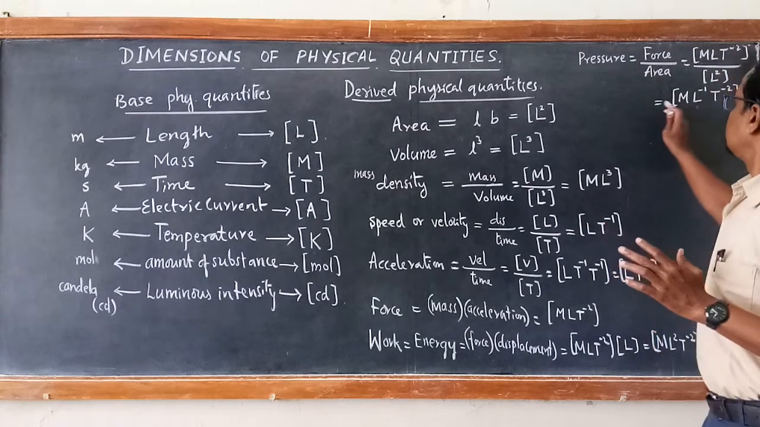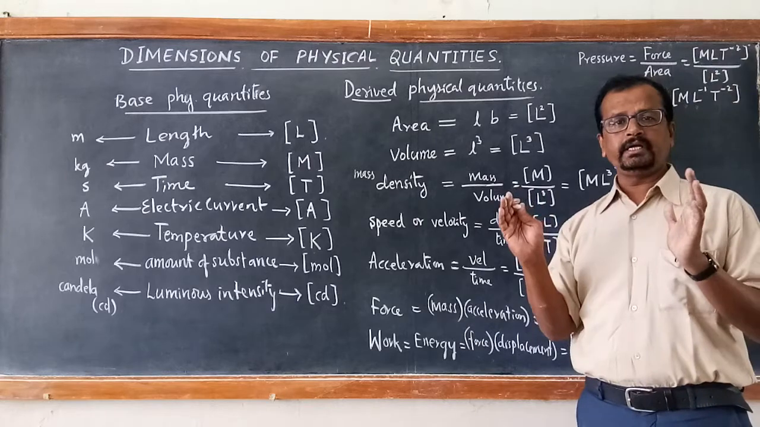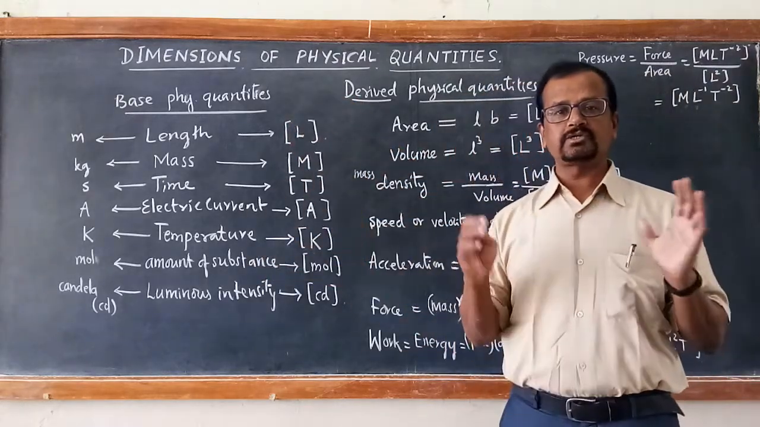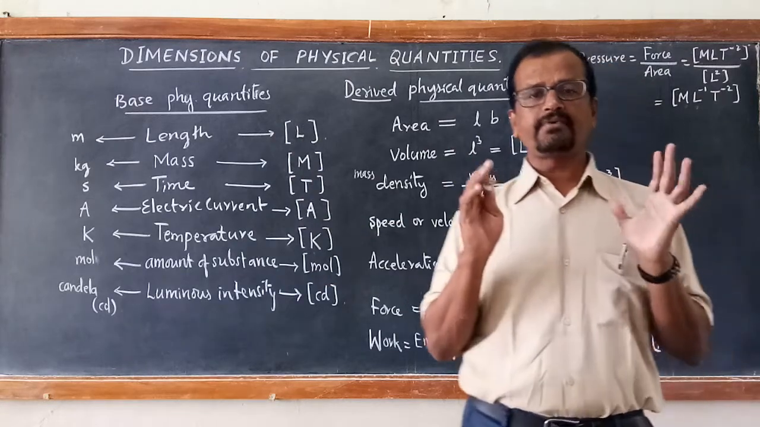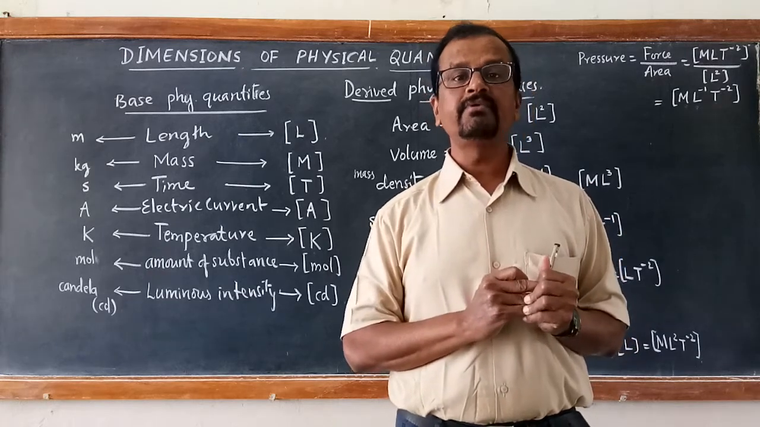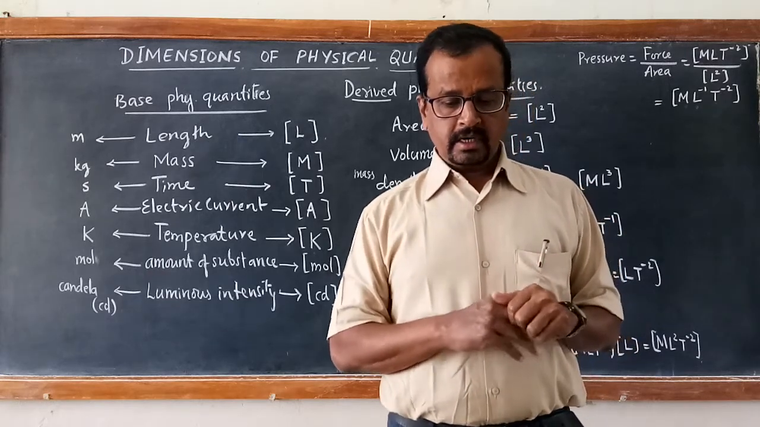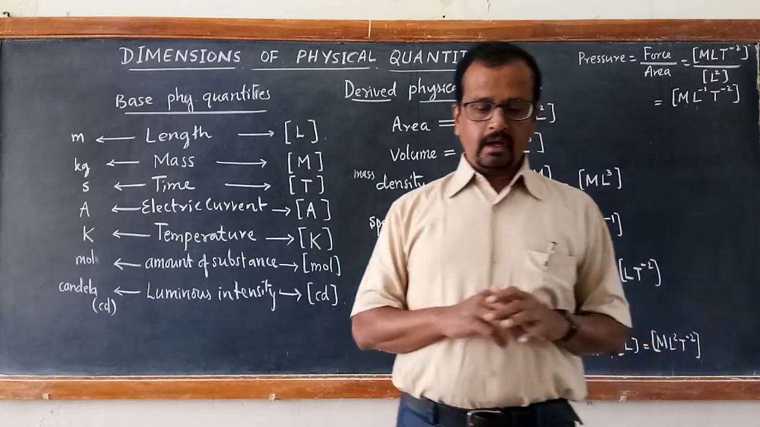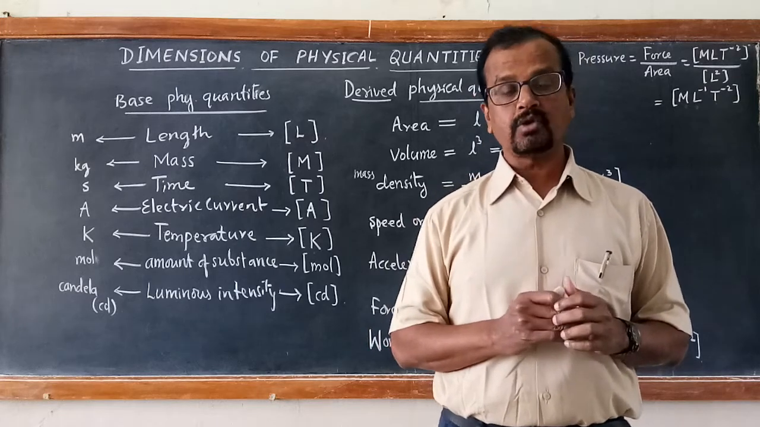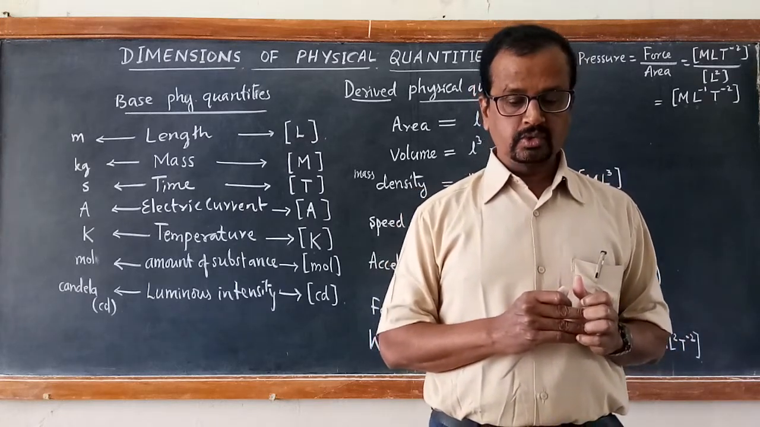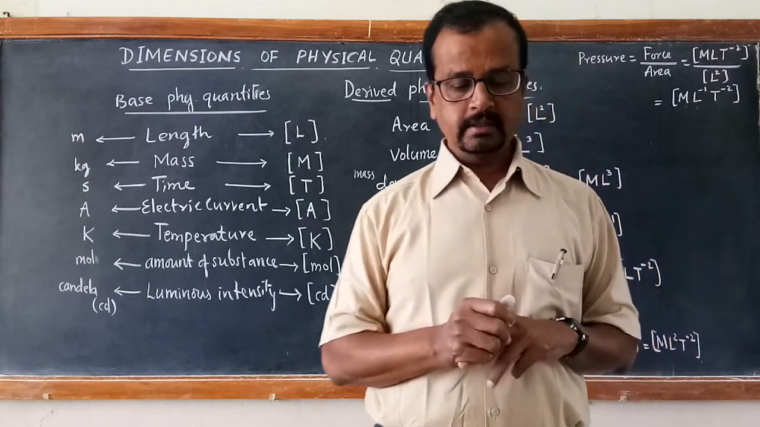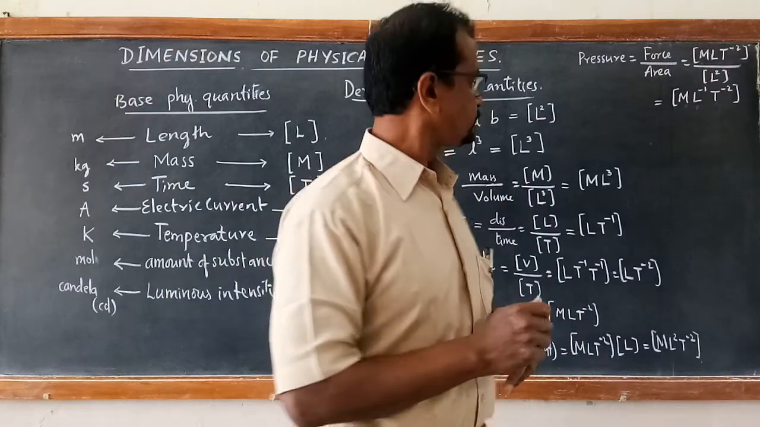So this becomes the expression of a physical quantity in terms of dimensions of base quantities. This is called the dimensions of a particular physical quantity. So in general, now you can write what is the meaning of dimensions. The dimensions of a physical quantity are the powers or the exponents to which the base quantities are raised to represent the physical quantity.